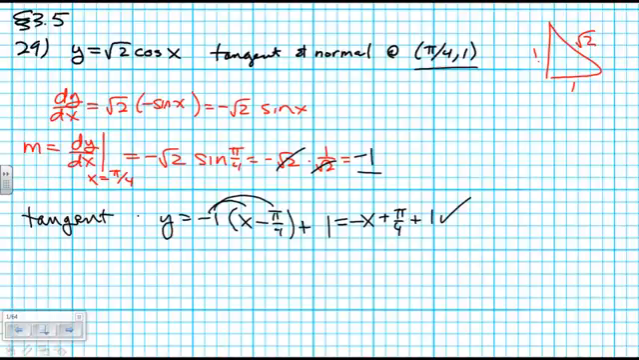Right? How about the normal line? It's going to be y. Instead of negative 1, we're going to do the negative reciprocal of negative 1, which is 1. Again, minus x1 plus y1, or it is x minus pi over 4 plus 1.